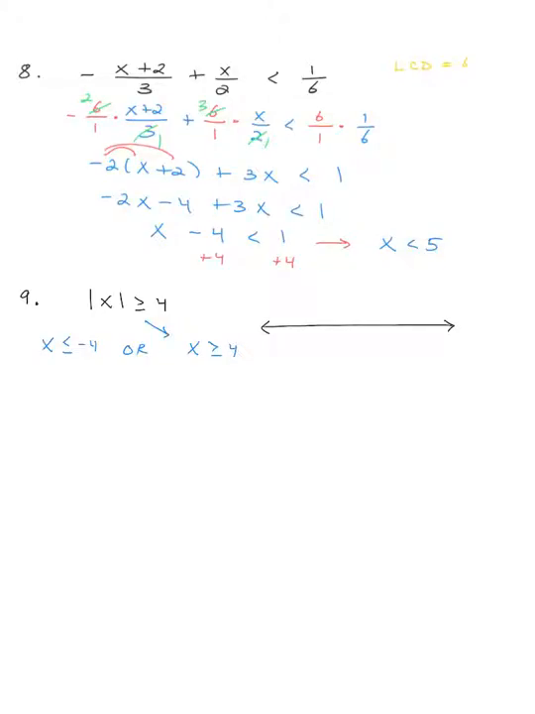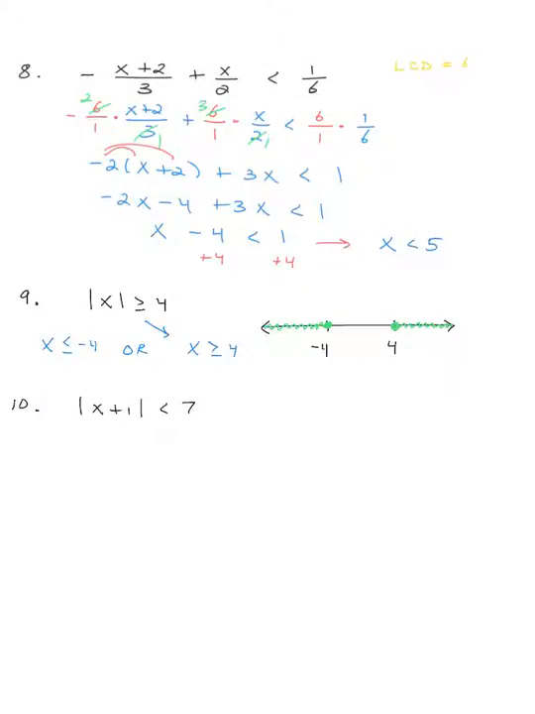What happens is you have 4 and negative 4. To say that you're greater than 4 means, okay, you're at 4 and you're going this way, but you also get everything at negative 4 and what is less than it. So here's the solution on a number line to the inequality.